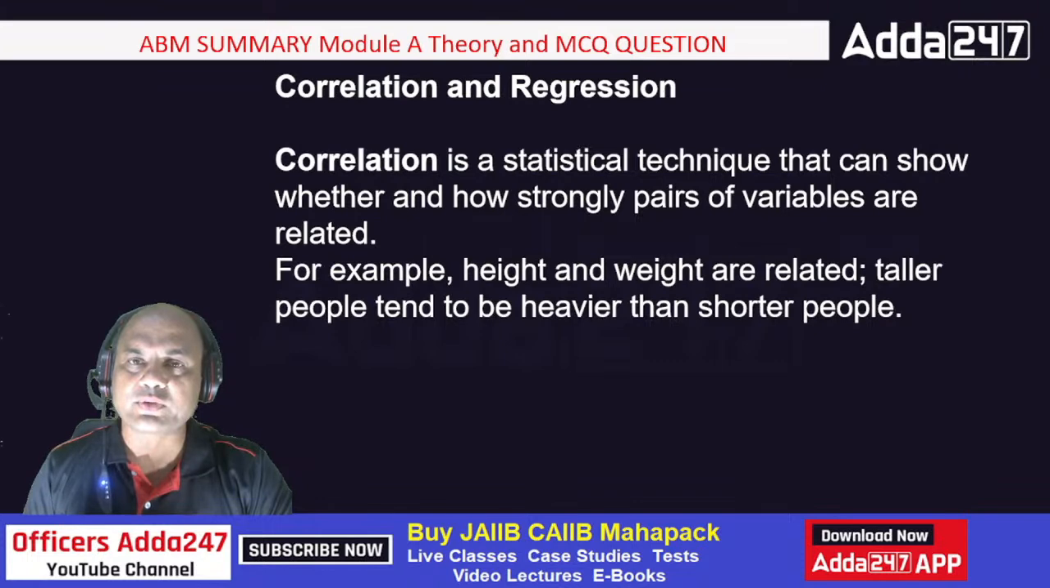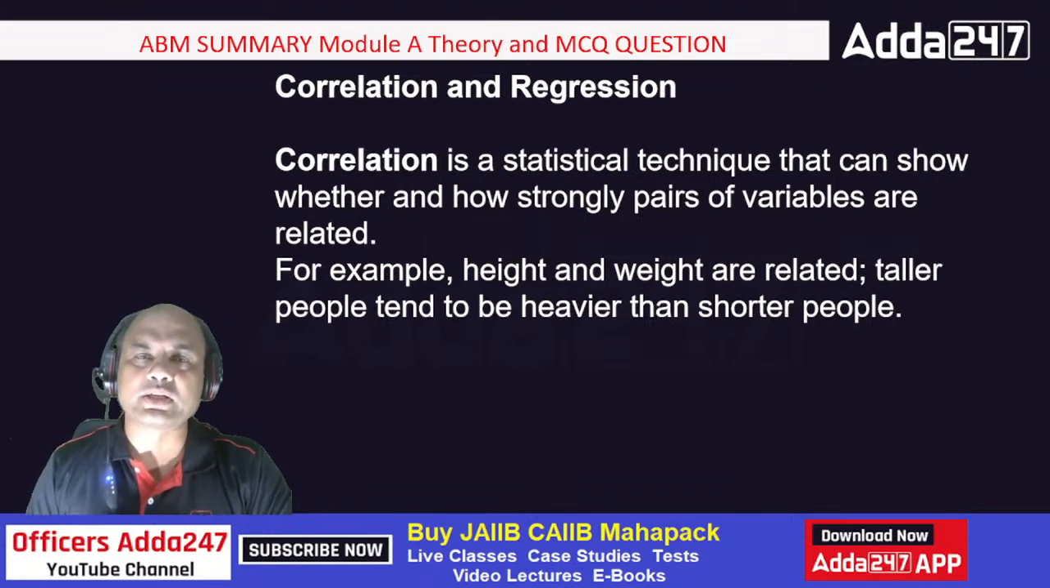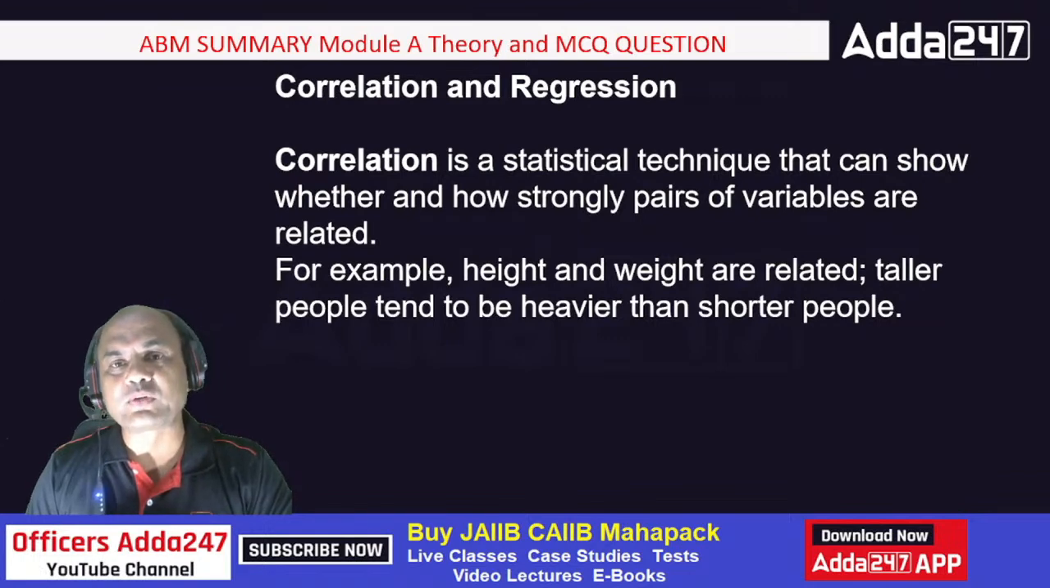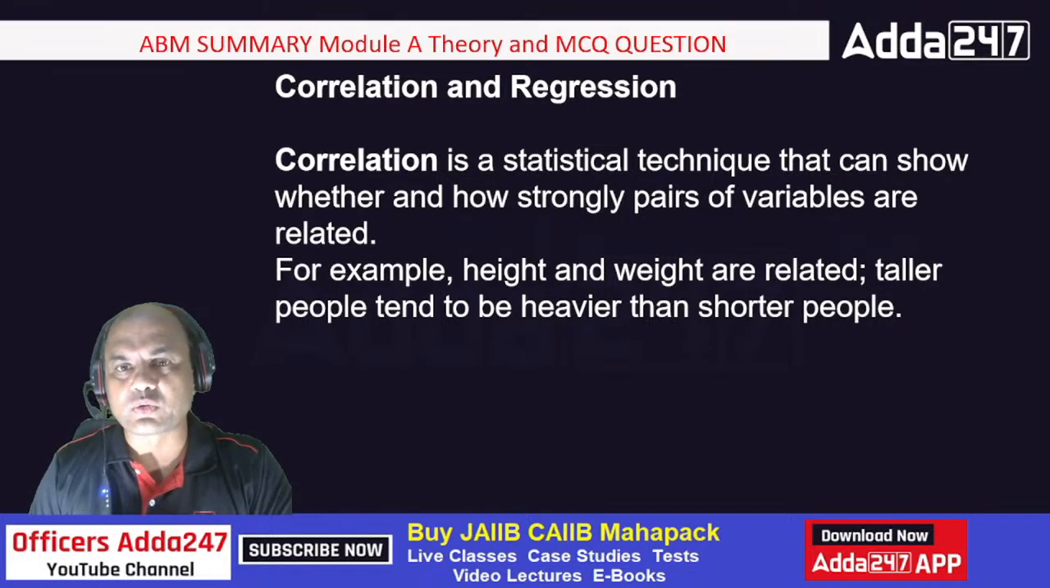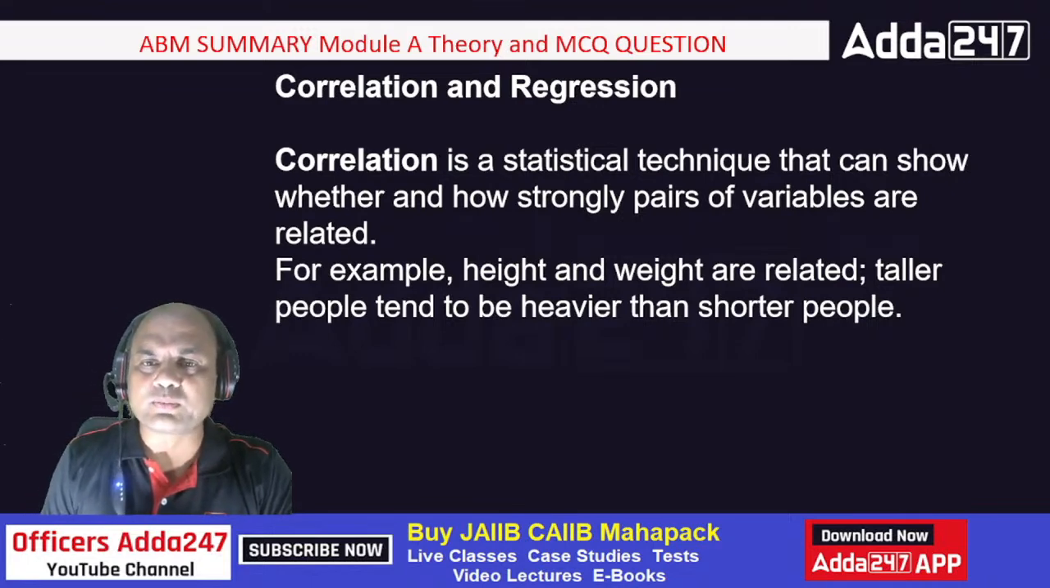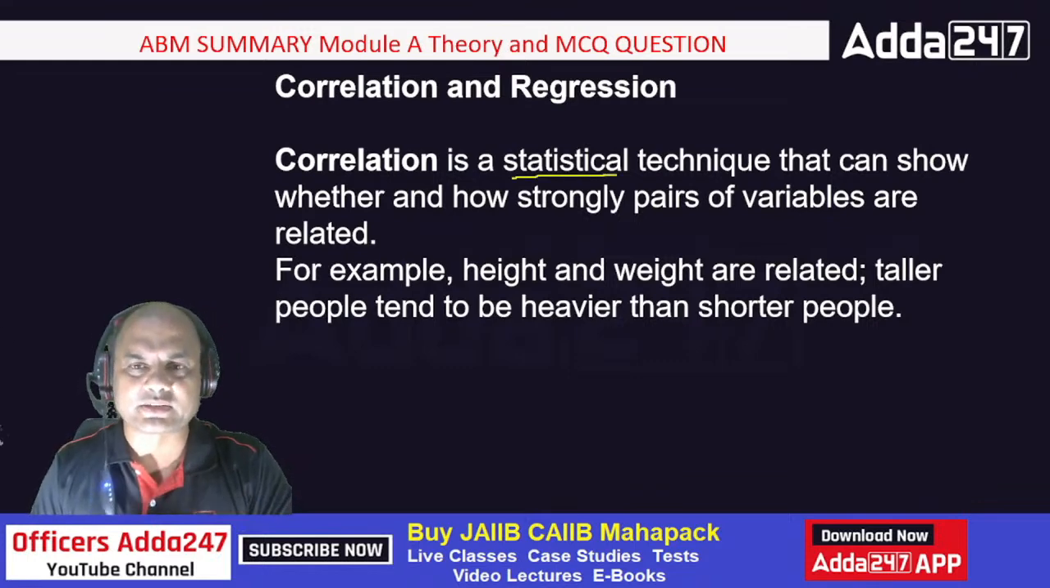Correlation and regression. Firstly, understand the concept of correlation and regression. Correlation is a statistical technique that can show whether and how strongly the variables are related. Now, what do you mean by this? Understand the concept first. If you understand the concept, then you'll be able to answer it in the exam also. There are many theory questions being asked on correlation and regression. So it is a statistical tool. Basically, this whole chapter, module A, is completely statistics.